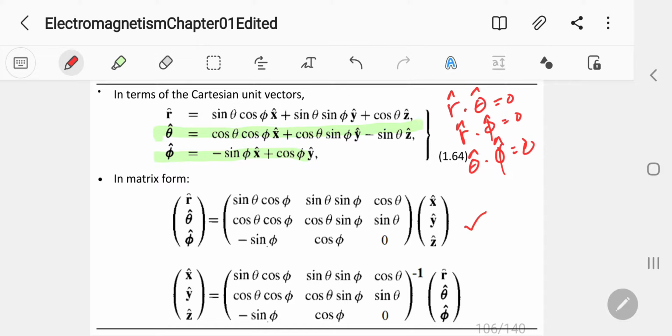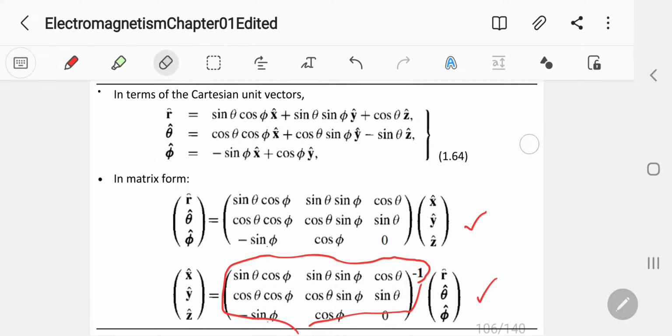The reverse matrix for transforming r hat, theta hat, and phi hat to x hat, y hat, and z hat would also be this one. As you can see, this is just the inverse matrix. And anyway, the inverse of that would just be the transpose of the matrix. You will learn that later on in your mathematical physics.